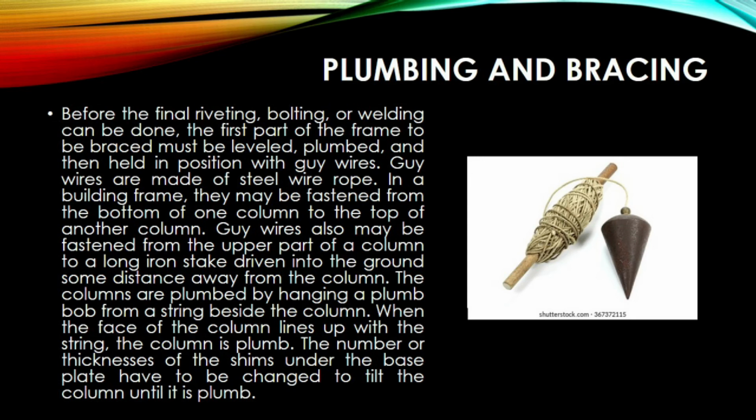Guy wires also may be fastened from the upper part of a column to a long iron stake driven into the ground some distance away from the column. The columns are plumbed by hanging a plumb bob from a string beside the column. When the face of the column lines up with the string, the column is plumbed. The number or thickness of the shims under the base plate has to be changed to tilt the column until it is plumbed.